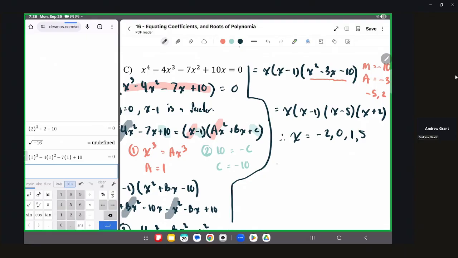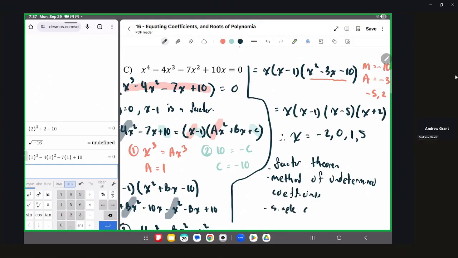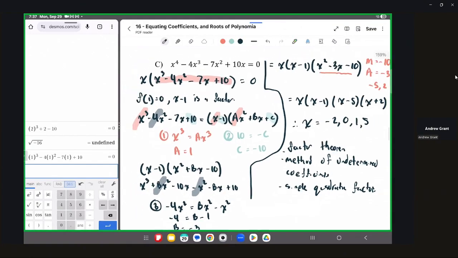Okay, so here we used the factor theorem and the method of undetermined coefficients into simple quadratic factoring. So that's why I saved this particular part of the lesson till last, because if you were to try to figure this out without these methods, this would be pretty hard to solve without these tools in hand.